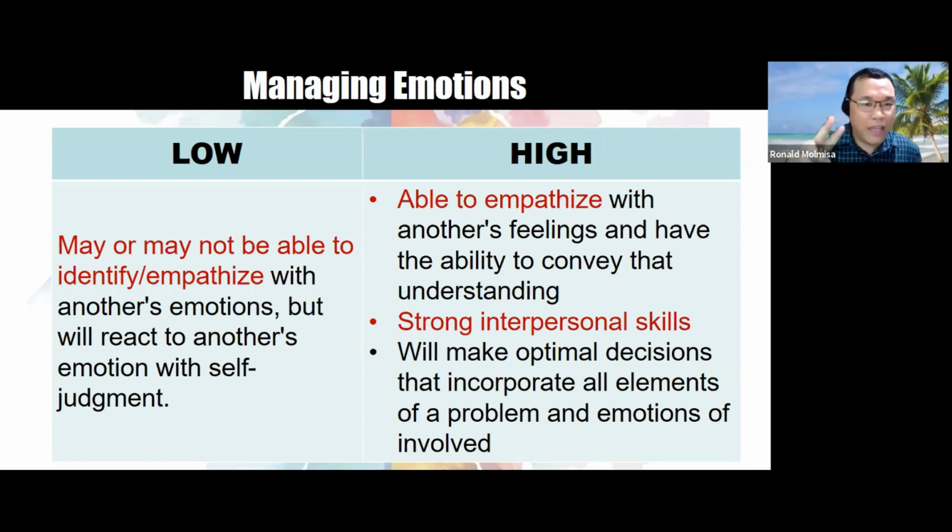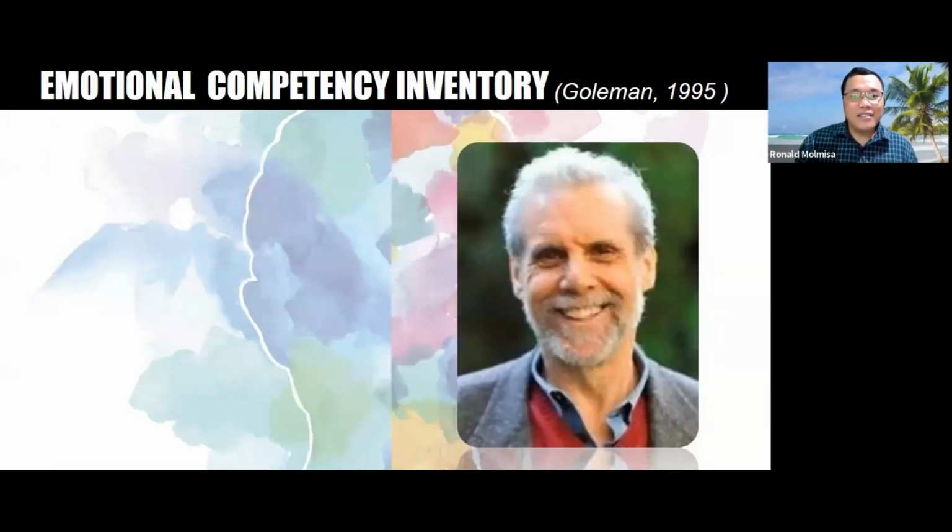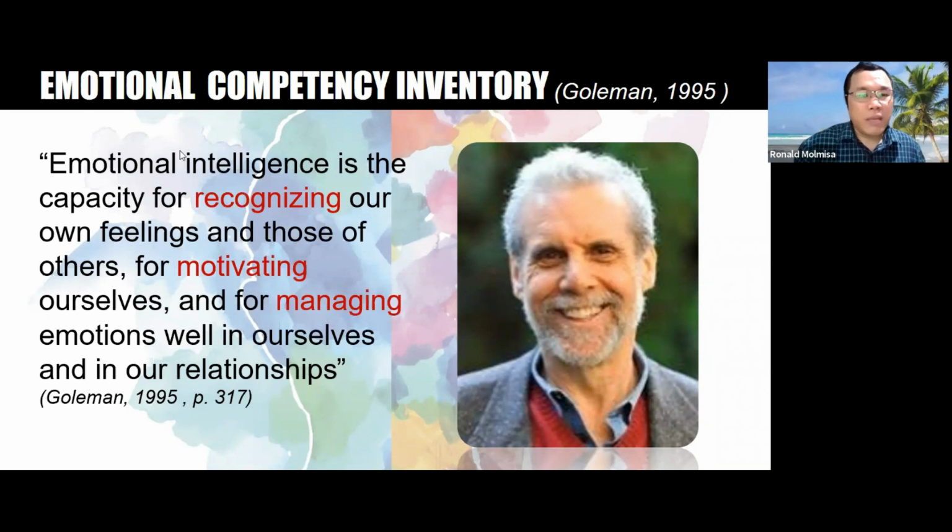Pangalawa yan, MSCEIT. The third would be, well, tatlo ito: si Baron, MSCEIT, at yung pinaka-latest would be by Daniel Goleman, yung kanyang Emotional Competency Inventory. According to him, emotional intelligence is the capacity for recognizing our own feelings and those of others, for motivating ourselves and for managing emotions well in ourselves and in our relationships. Well, hindi nagsimula si Daniel Goleman from scratch. He was inspired by the work of Meyer and Caruso, and Salovey. At in-improve niya lang basically yan.